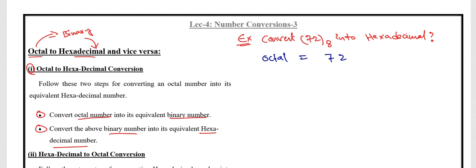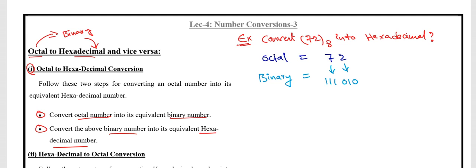So the binary equivalent of the given number is, we will write down the 3-bit binary equivalent of each octal digit. The first octal digit is 7, its binary equivalent is 111. The next octal digit is 2, its binary equivalent is 010. This is the first step.